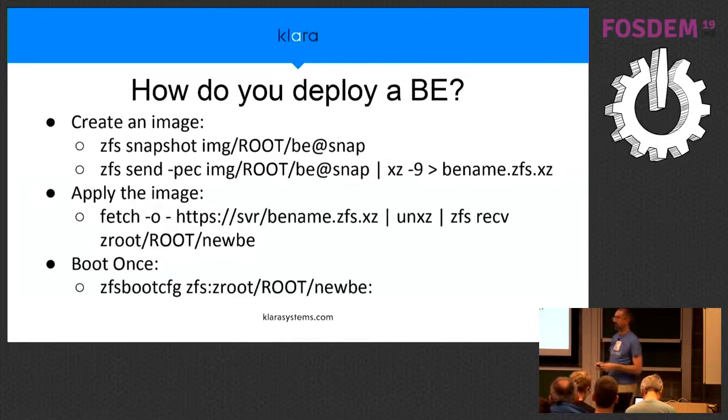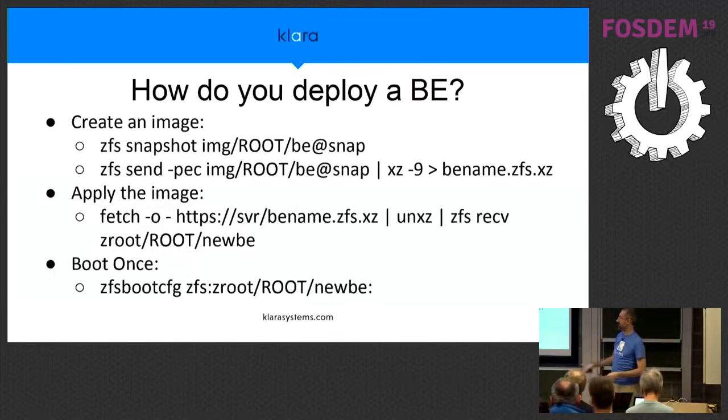On the virtual machine where we've created our image of the newer version of FreeBSD that we want to use, we just take a snapshot of the boot environment and use ZFS send to pipe it into a file. And we'll xz it as well just to make it smaller. Then on each of the hundreds of machines we want to upgrade, we just run fetch with output to standard out, the HTTP path to the file we created, pipe that into unxz, and then pipe it into ZFS receive, and give it the name of the new boot environment, and that file system will suddenly appear.